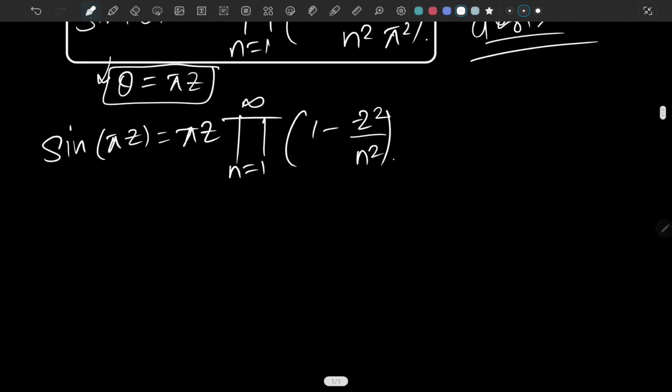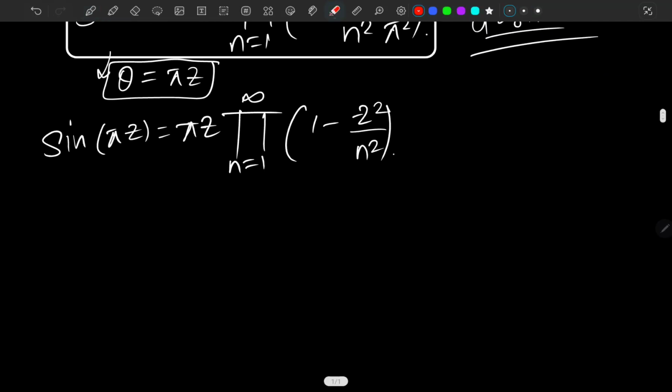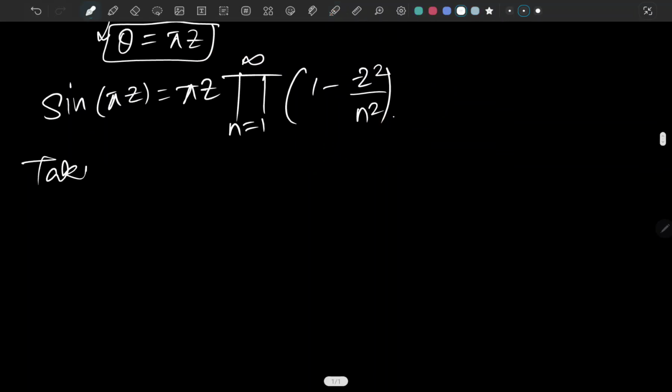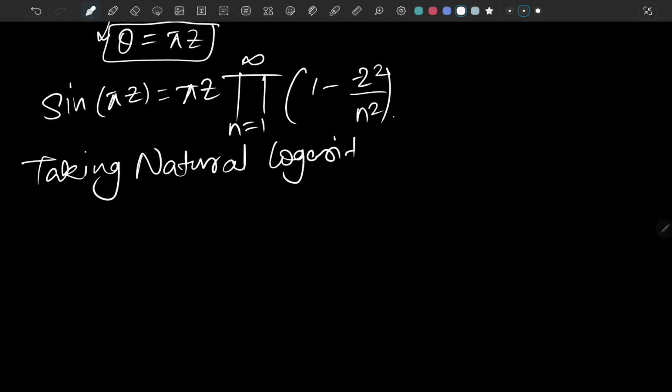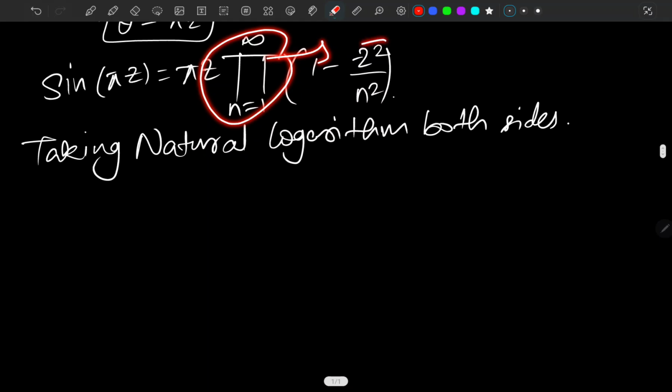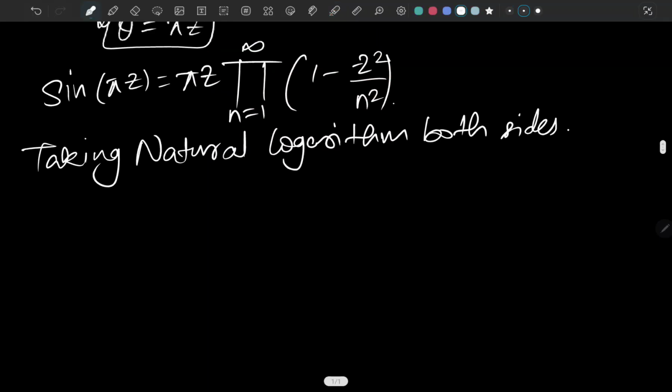So let's take the natural logarithm of this equation. Let's take the natural logarithm of both sides of this equation. So that's what it is going to give us. Basically this product is going to change to an infinite series. That is why we are taking it, in order to get that series.